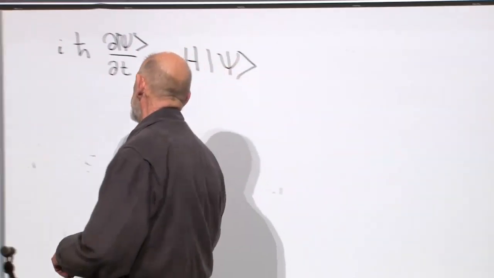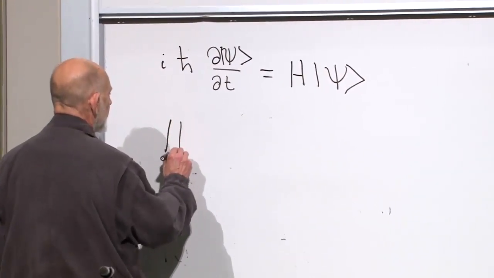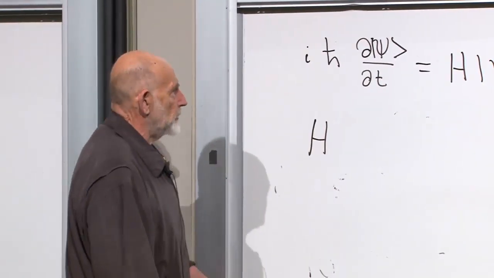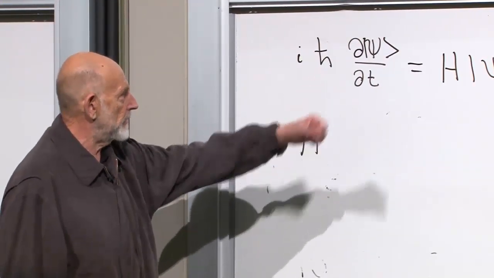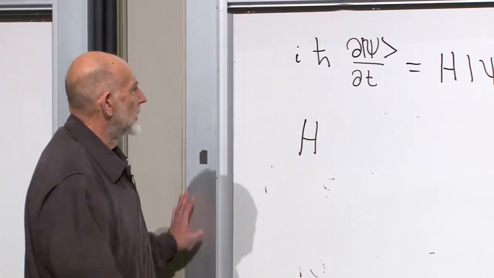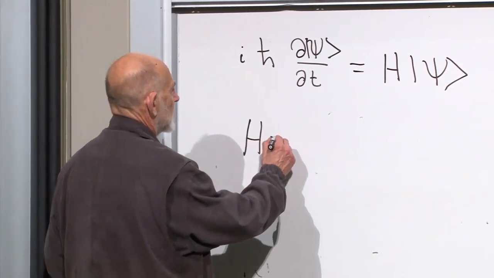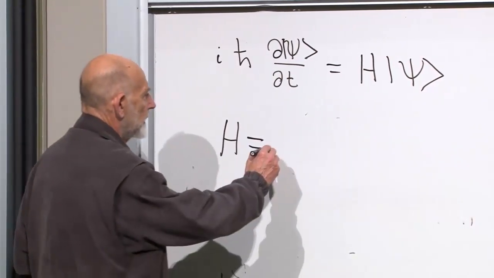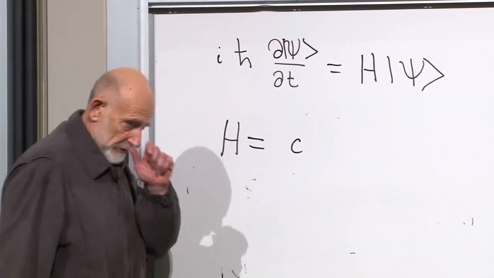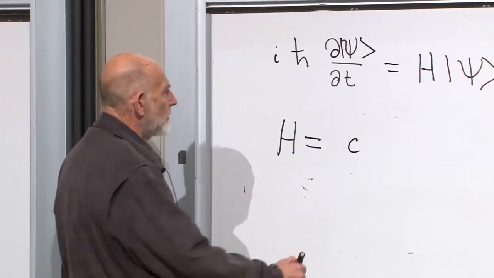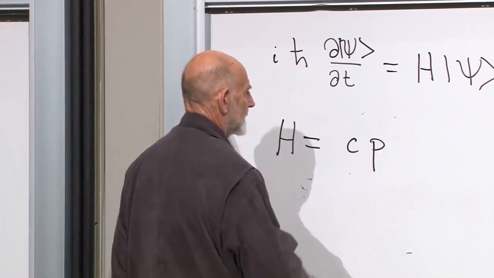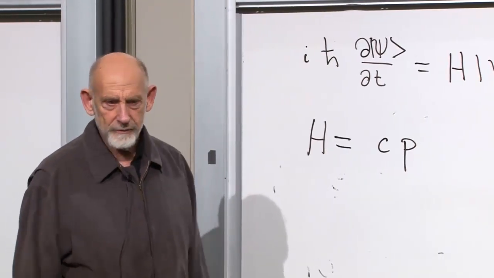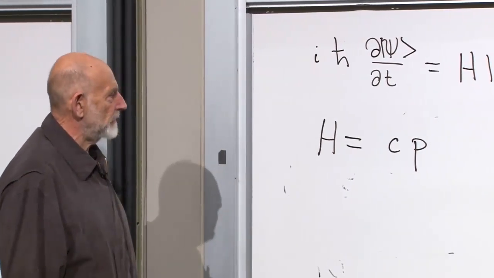Is H. Now, H is an operator. Not just an operator, it's a Hermitian operator. H doesn't stand for Hermitian, it stands for Hamiltonian, but never mind. I'm going to try H equal to a constant, C for constant, times the momentum. Perfectly good thing. Let's see what it does. Let's see what kind of thing we learn from it.